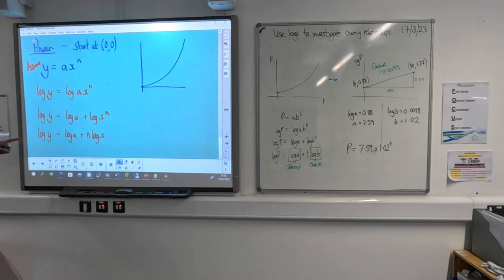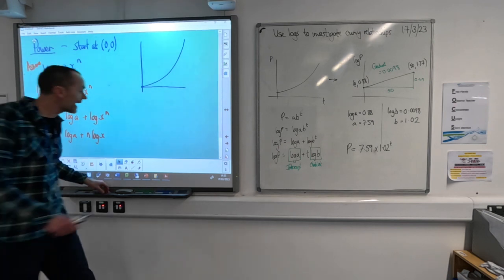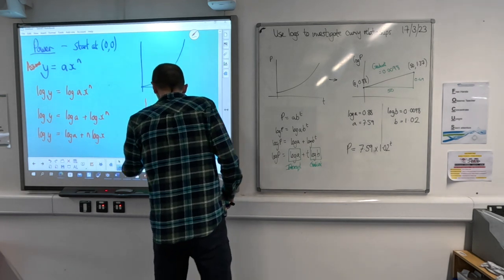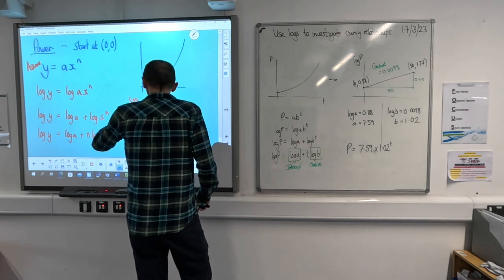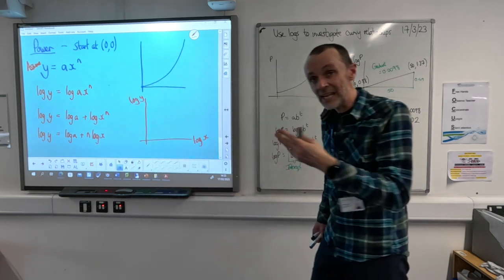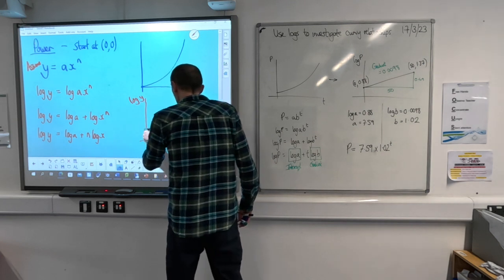So I've got the log of y is equal to some constant, sounding a bit like it was before, plus some constant times the log of x. That's different. Before it was x times some constant. But it still looks a little bit like y equals mx plus c. It's just this time we haven't got y, we've got log y, but we've also got log x. So to test for a power relationship, you plot the log of x against the log of y. And if it is a power relationship, you will get a straight line.